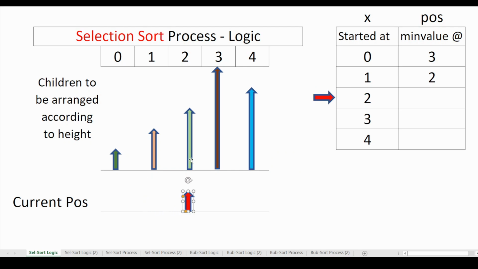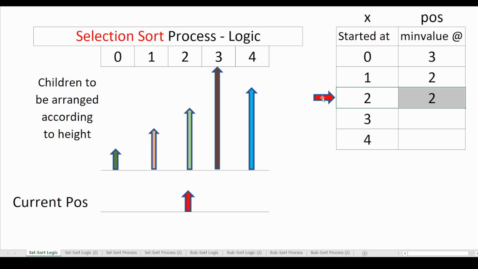From here, I try to figure out from here till the end of the row which is the shortest child. I find that 2 is the shortest child. Now, if 2 is the shortest child, do I need to do anything at all? No. Why? Because I don't need to swap, since the person is the shortest child at the moment. If where I started from and where the minimum value was found are the same position, I don't need to worry about swapping them.